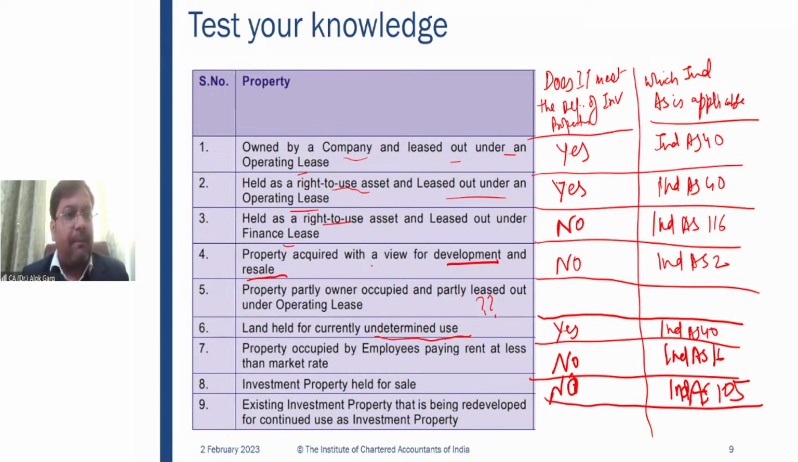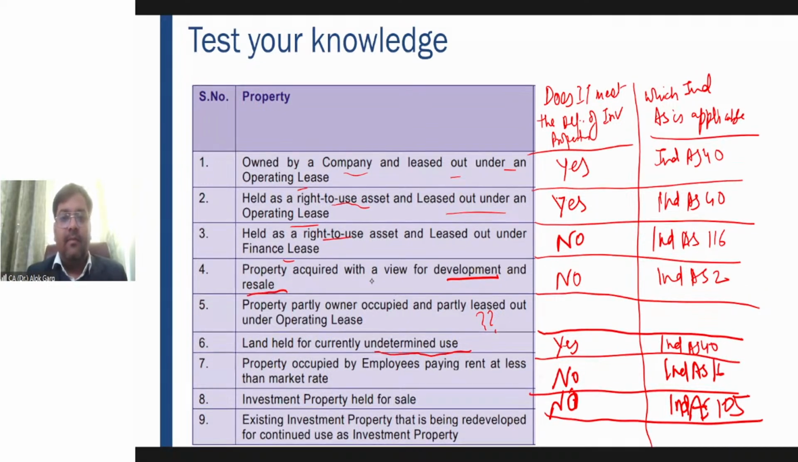Whenever it is talking about capital appreciation, it does not mean that I bought today and will sell after 2 months so that I get a little benefit, right? It is not a short term objective. The objective is long term. So that is why it will be your investment property, and investment property is a non-current asset. It is not a current asset. It is just like a subset of PPE, right? Clear?